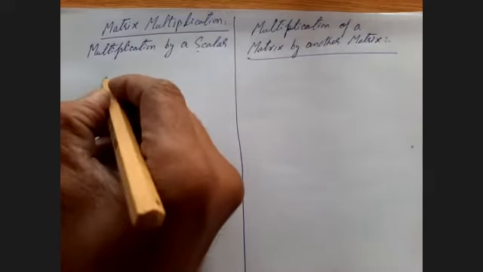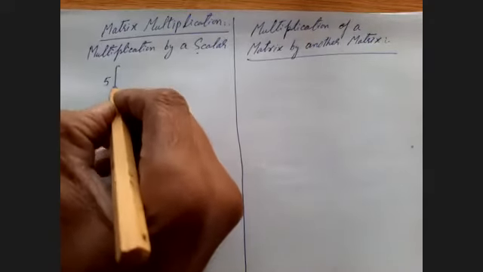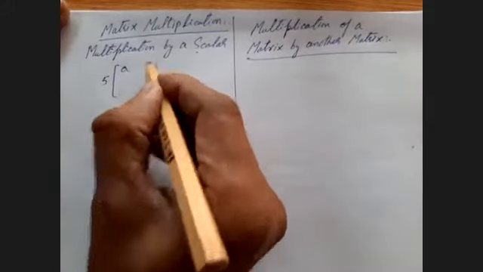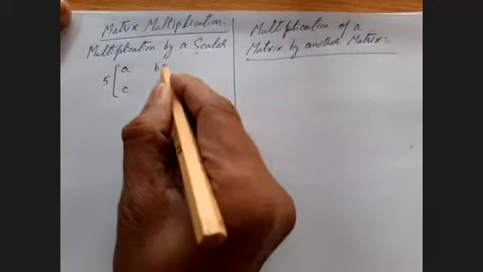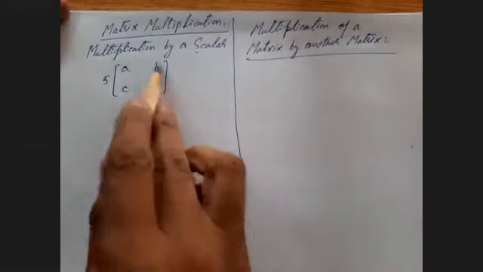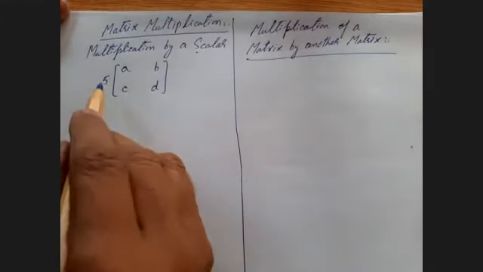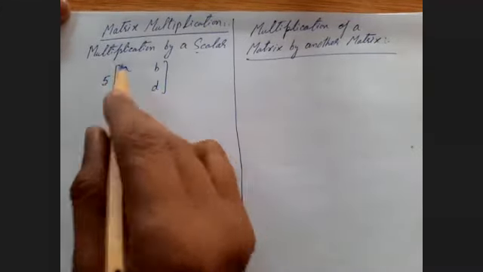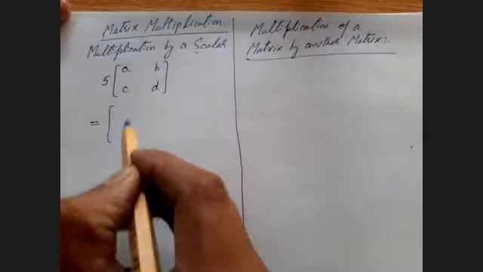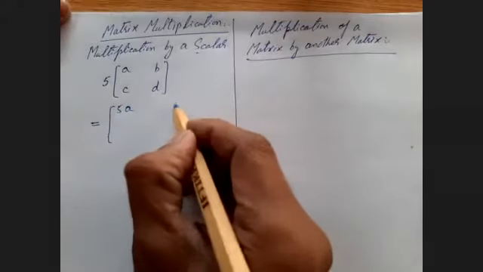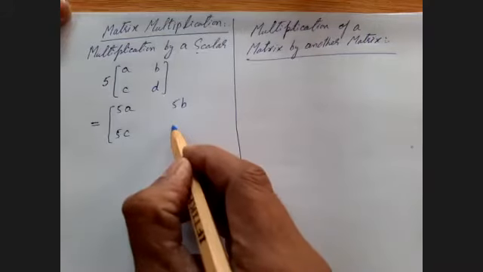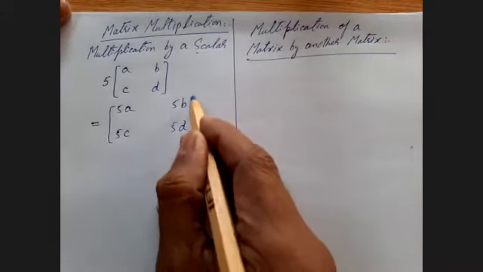If I am writing the 5 and I am writing a matrix like A, B, C, D. So here you can see that I'm going to multiply this matrix with 5. So obviously this 5 will multiply each and every element of this matrix. So its resulting matrix will be 5A, 5B, 5C, and 5D, and bracket close.